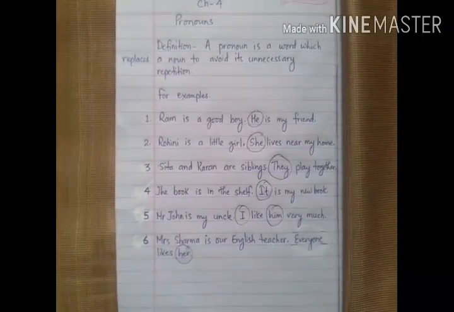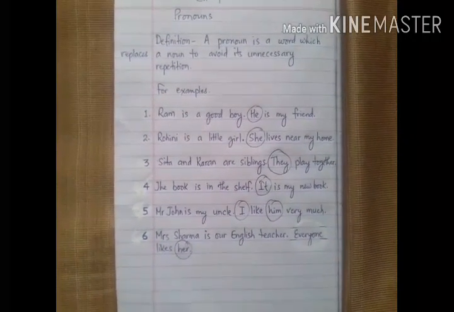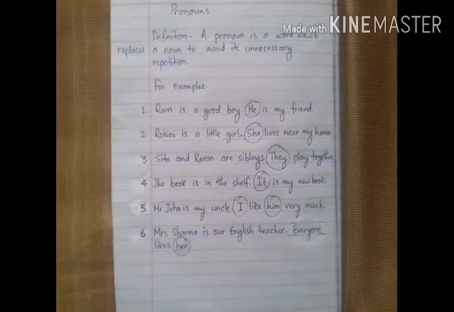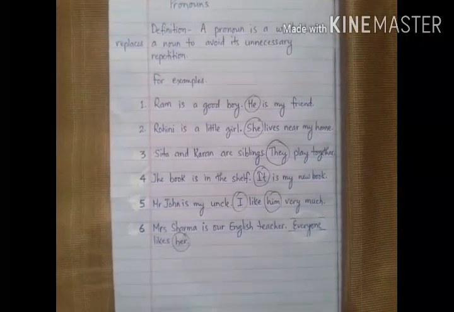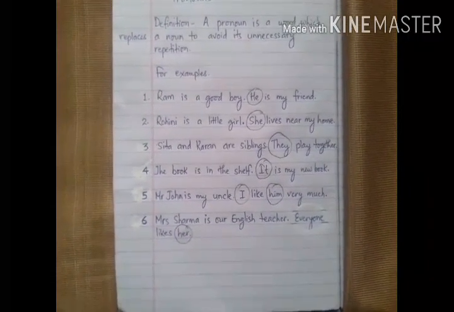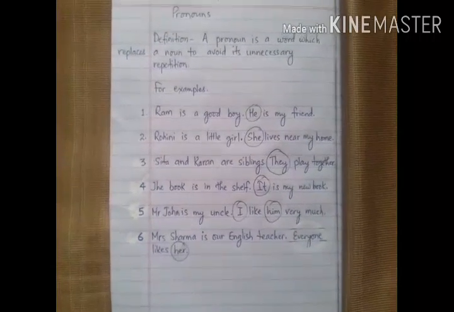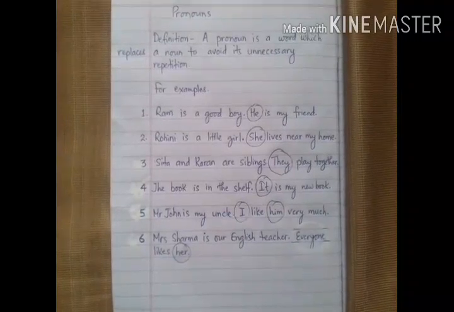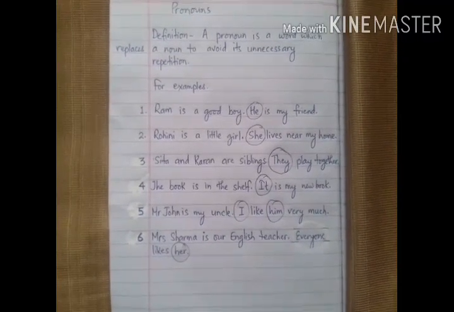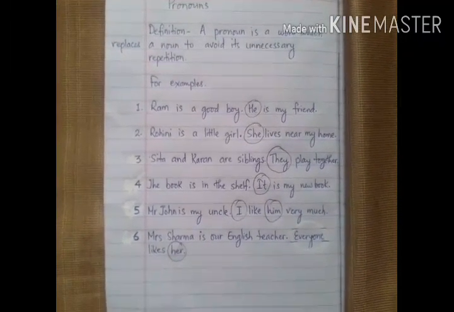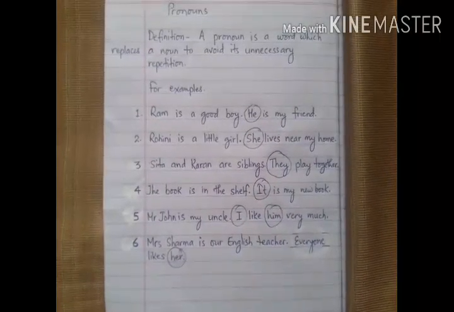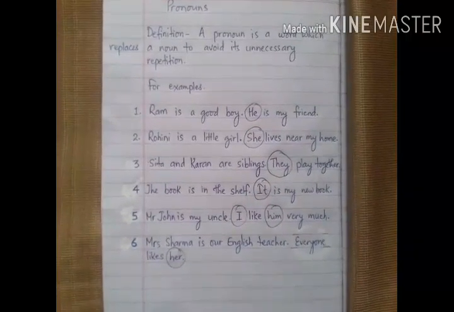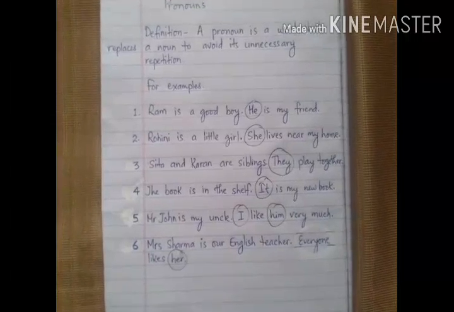The definition is: a pronoun is a word which replaces a noun to avoid its unnecessary repetition. Here the word repetition means the frequent use of nouns. That means to avoid the frequent use of nouns, we use other words in place of those nouns, and those words which are used in place of nouns are called pronouns.